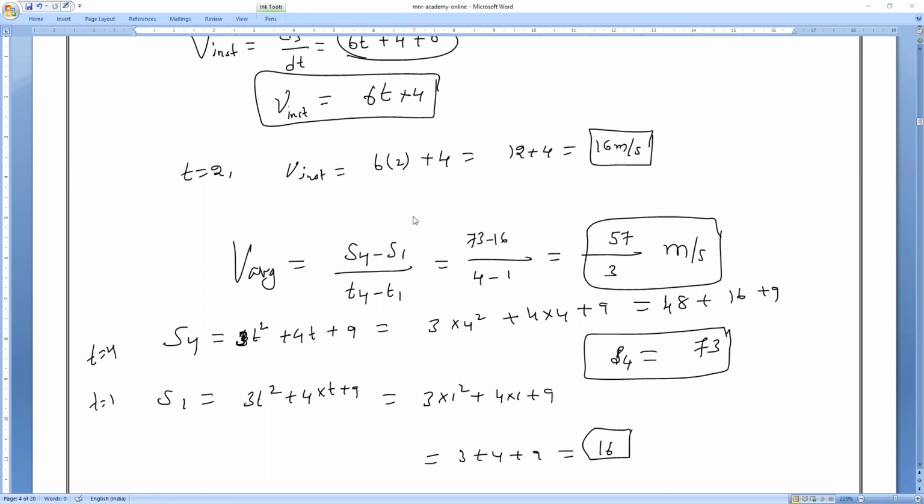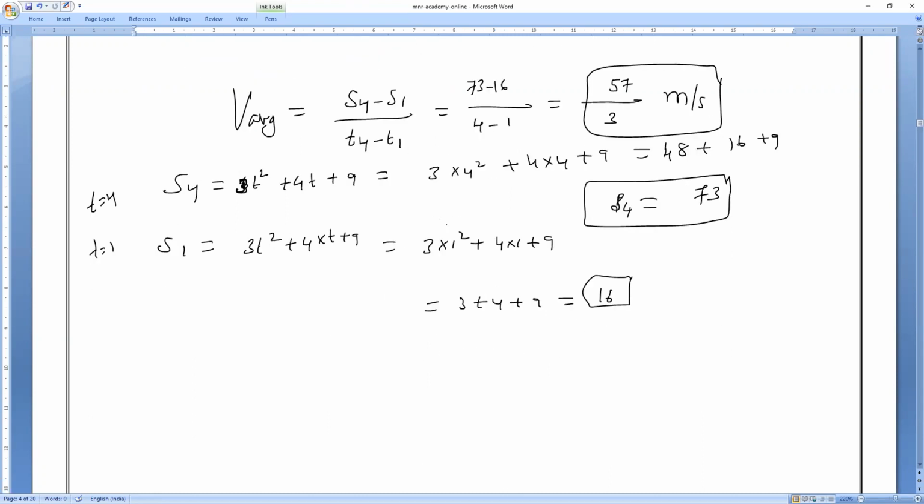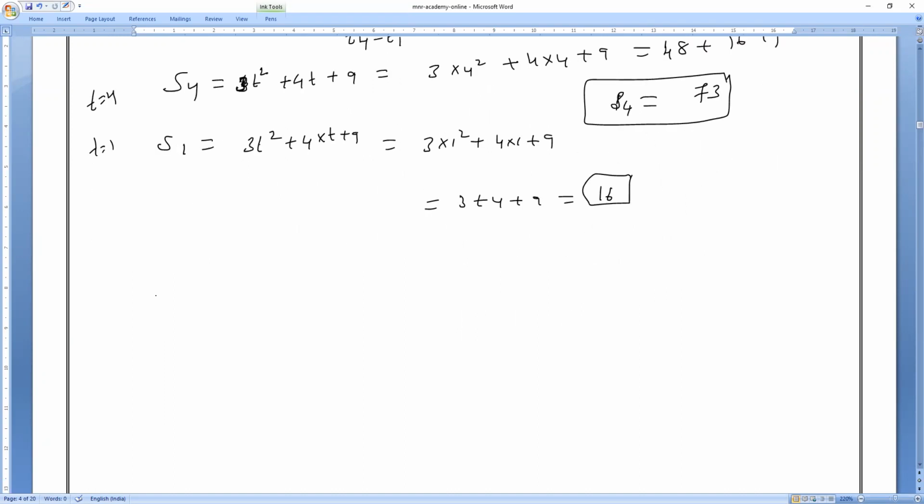Understood? So this is about average velocity, and how to find instantaneous velocity. Is everybody okay? Clear? Next, in the same way, as I already told you, the displacement-time graph gives you velocity. The slope of the velocity-time graph will give you what? Acceleration.